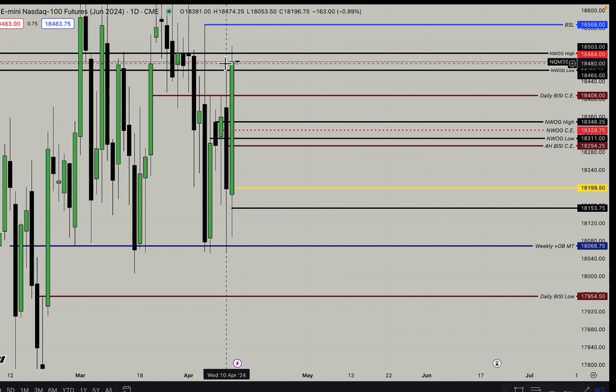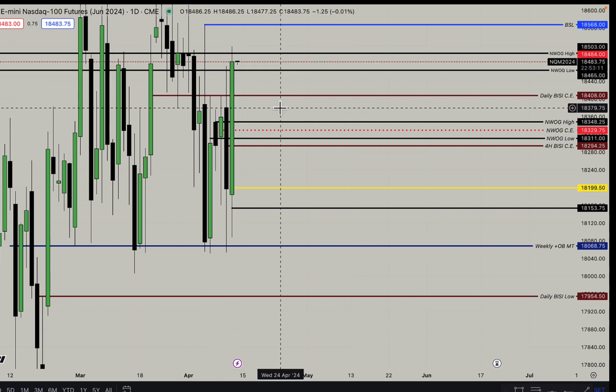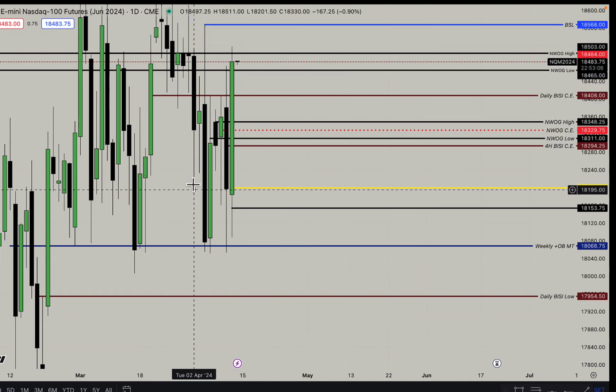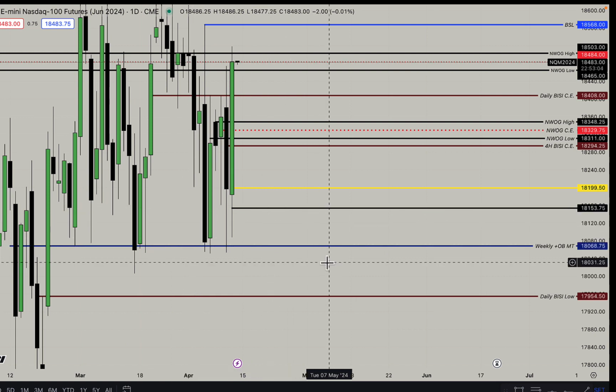And you can see we kind of just close right at the consequent encroachment, or the midpoint, of the previous week's new week opening gap. That's a tongue twister. All right. So I think that's about all that I want to show here on the daily.